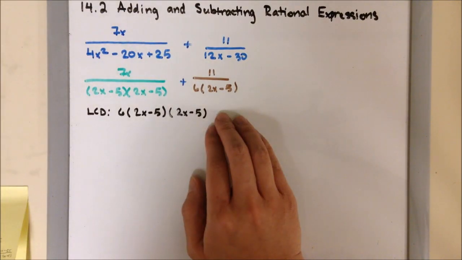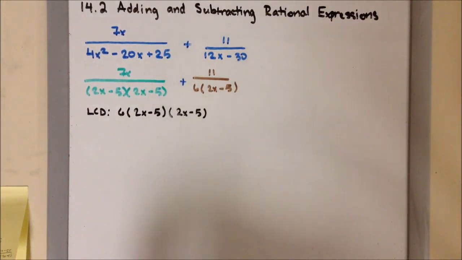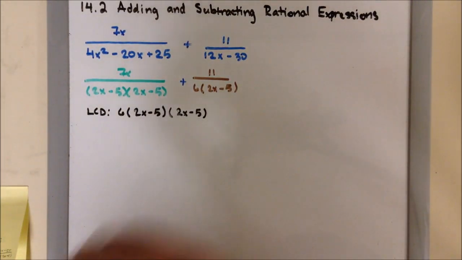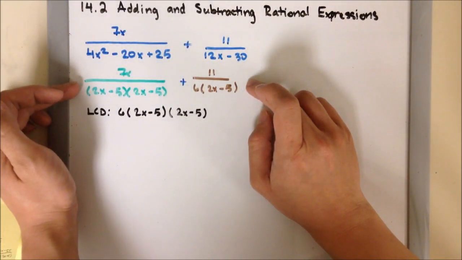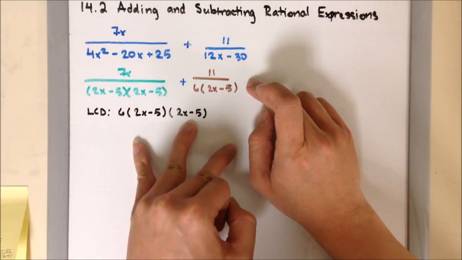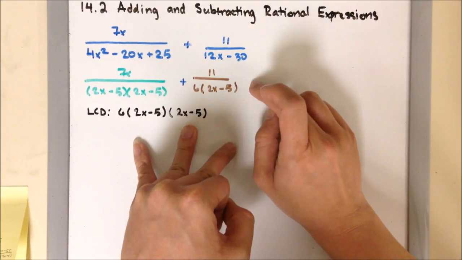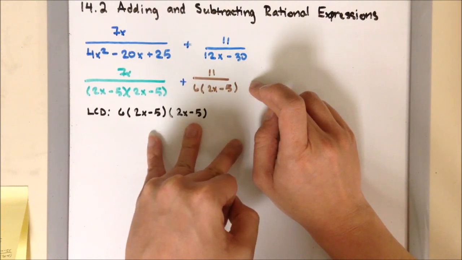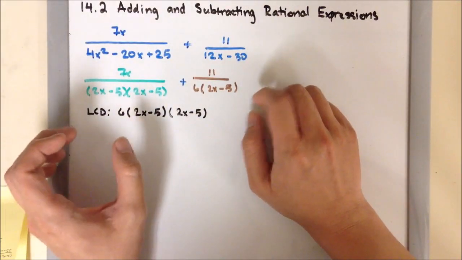Now, what I do recommend being cautious about is something I've noticed in the past: students thought they had to write the total amount of what you see here. They wrote this in combination with this. So in the LCD, they had 6 with 3 factors of 2x minus 5. What's going to happen is that you're going to end up doing too much unnecessary work when you're trying to work with the LCD. All we're doing right now is just finding the common denominator.